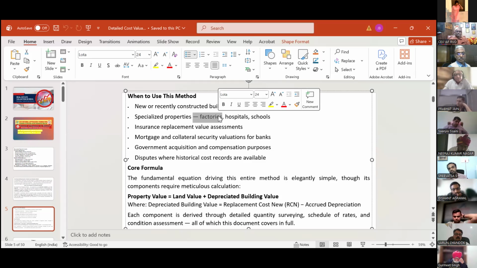Of course, you can get hospitals or schools plinth area rates from CPWD, but many states are not giving you these plinth area rates for schools and hospitals. There you have to use this detailed cost estimation. So you may use it for mortgage and collateral security valuation for banks. If you are conversant with this method, you can do it easily, then you can use this method. Then for government acquisition and compensation purposes. So this is very important.